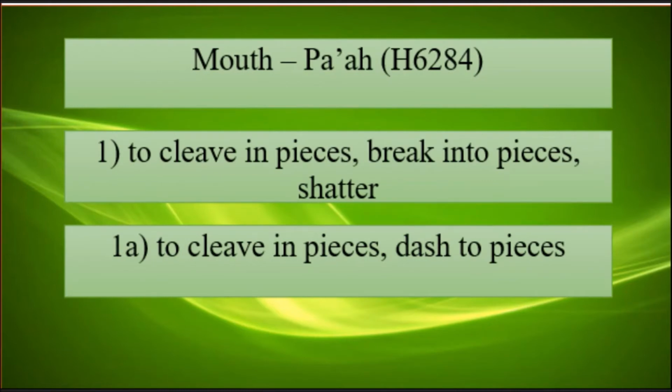The Hebrew number is 6284. What does it mean? It means to cleave in pieces, to break in pieces, or to shatter, to dash to pieces. That's what we do with our mouth. When we chew food, we break it down in our mouth, and then we swallow it. We can't take a big piece of steak and just swallow it. We would choke, because our mouth breaks down that piece of steak.